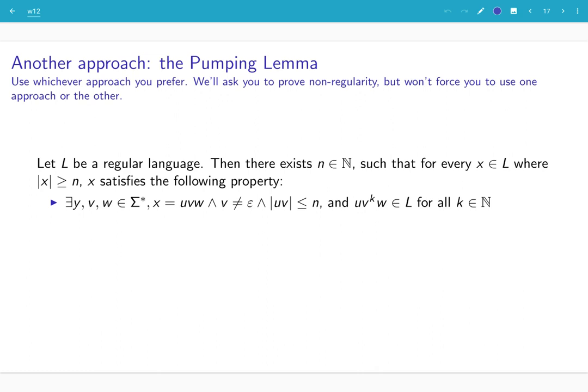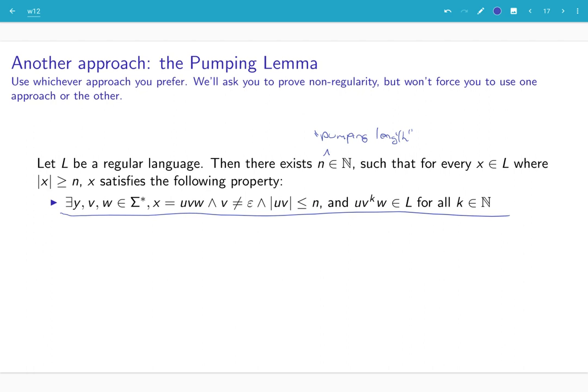So the formal statement of this lemma is really hard to wrap your head around. The pumping lemma says, suppose L is a regular language. Then there exists an N, which we will call the pumping length, such that for every string in the language whose length is at least n, the following property holds. And then a whole bunch of stuff.